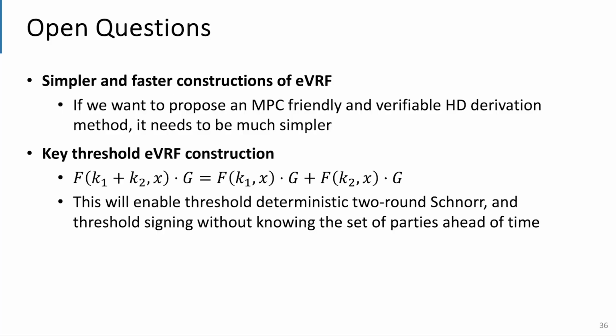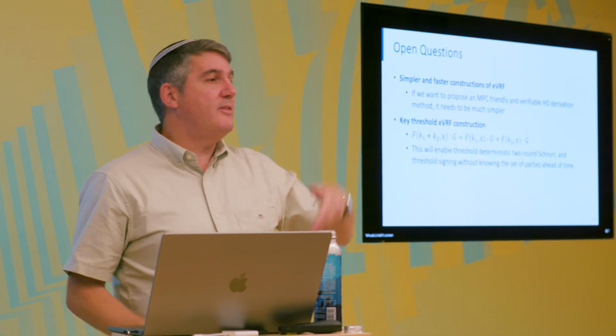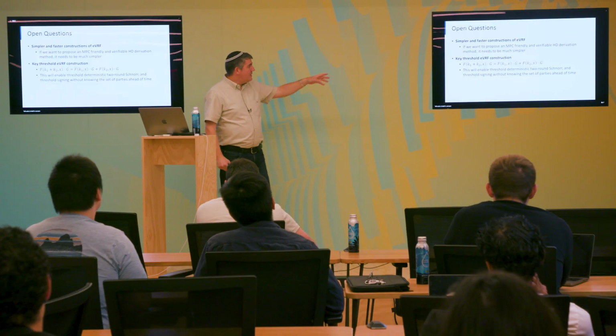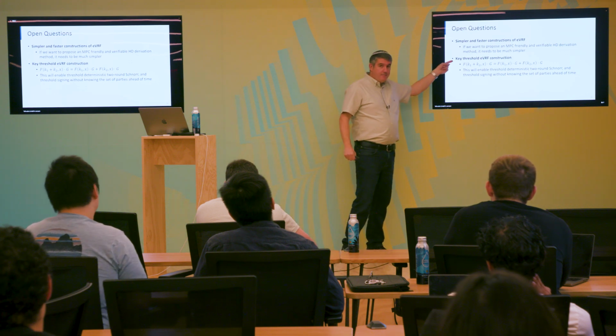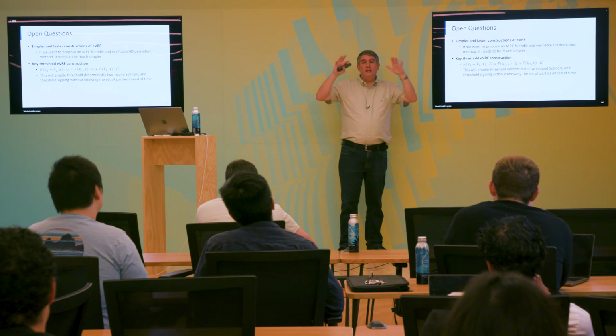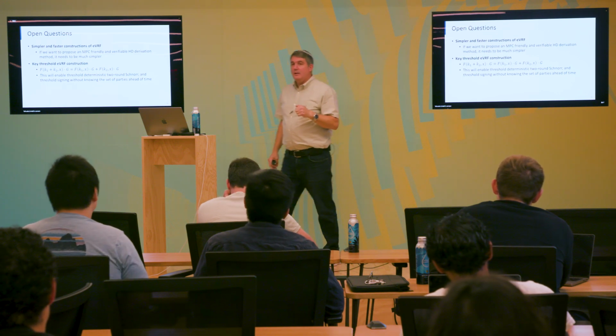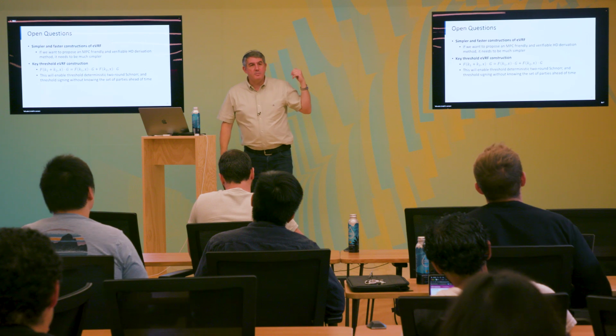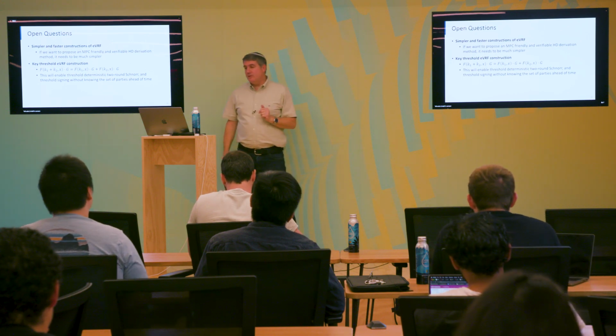We want threshold key eVRF constructions. This is the most important open question, in my opinion, because if we have such an eVRF where the pseudorandom function computed on this sum is the same as that, then we're able to get proper threshold variants for all of the applications that I said. And it's not that the pseudorandom function we have doesn't have this, it does, but everything we do afterwards, the way we prove all of the proofs, these do not have this property. So that's something which we need to do as well.